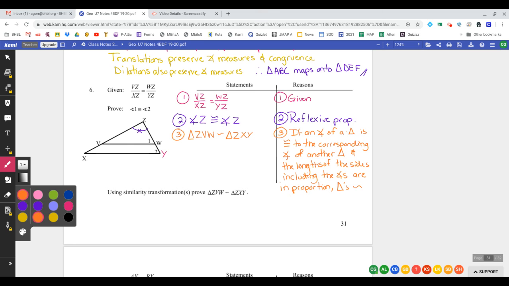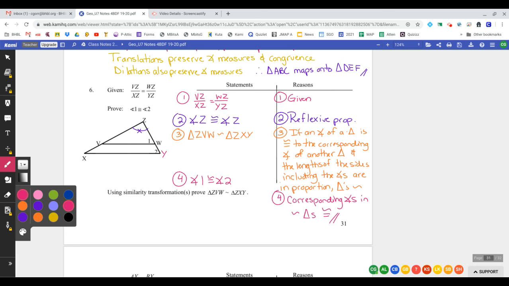So now that I know that those triangles are similar to each other, I can finish this up. In step 4, I'll know that angle 1 is congruent to angle 2 because we have corresponding angles in similar triangles are congruent.